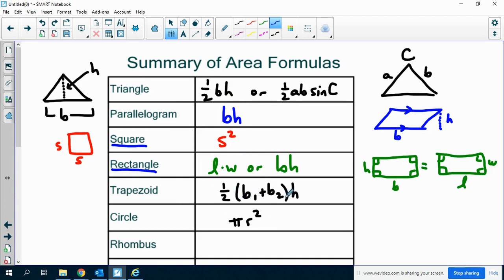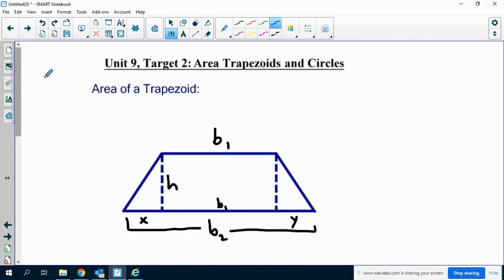The B's represent bases, and the H represents a height in the trapezoid formula. And then the circle formula has a radius for R. So let's talk a little bit about this.